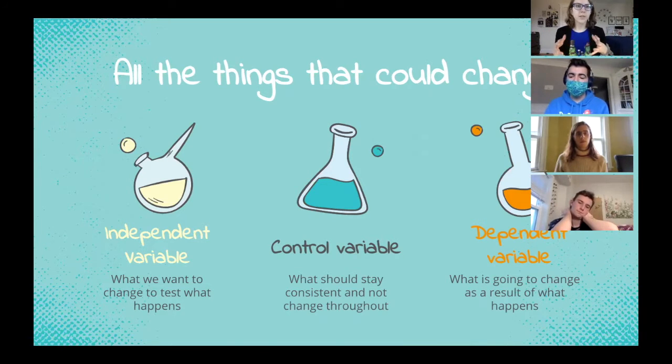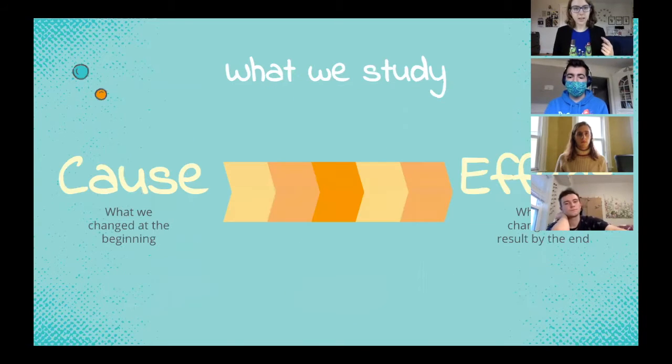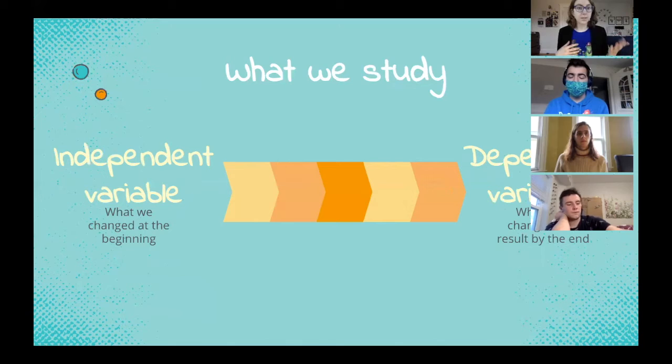So we want to make sure that those don't change so that we're making sure that we're testing the effect of just the one independent variable on the dependent variable. So this kind of creates a cause and effect relationship of what we change at the beginning and then what gets changed as a result by the end. So this is that independent and dependent variable relationship. Are there any questions so far about this?